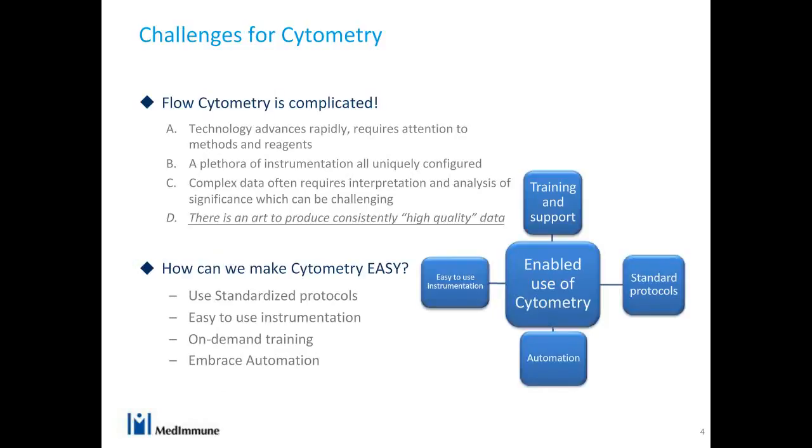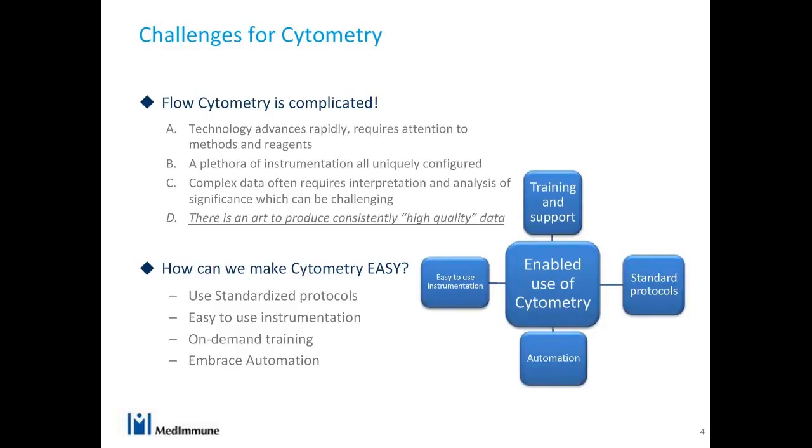Our challenges for flow cytometry are that flow cytometry is incredibly complicated. The technology advances rapidly. New reagents and assays and methods appear seemingly weekly. There are a plethora of instrumentation, as described earlier by Bill, from very simple to incredibly complex, all of which seem to be uniquely configured with different light sources and detector options. The data complexity generated by these systems often requires interpretation and sometimes troubleshooting, which can be challenging.